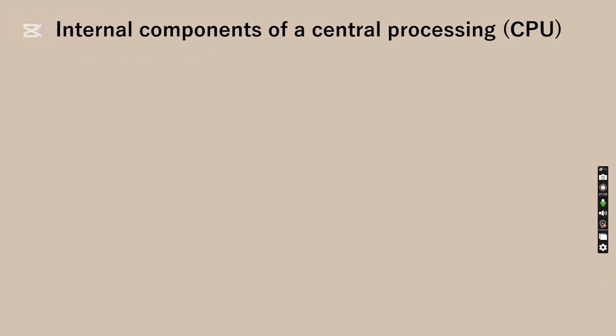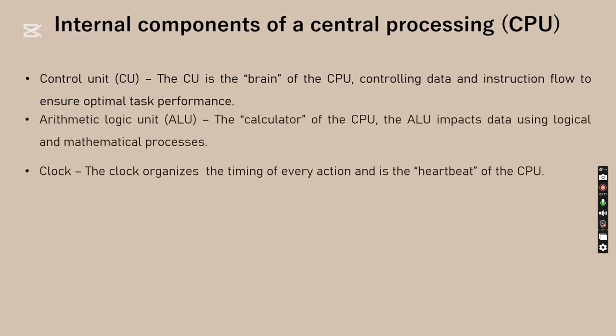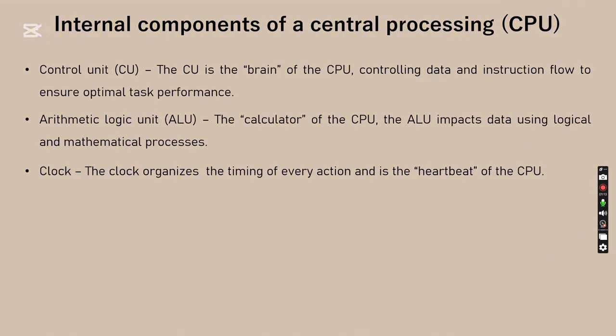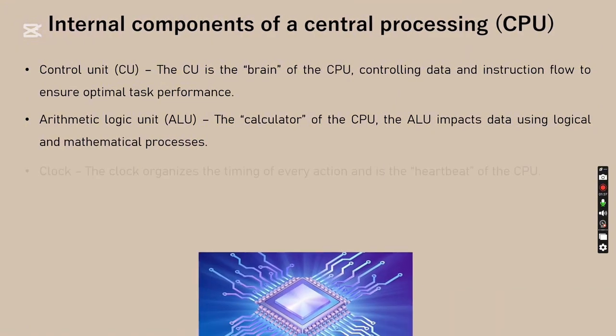Internal components of a central processing unit. Control unit. The CU is the brain of the CPU, controlling data and instruction flow to ensure optimal task performance. Arithmetic logic unit. The calculator of the CPU. The ALU inputs data using logical and mathematical processes. Clock. The clock organizes the timing of every action and is the heartbeat of the CPU.